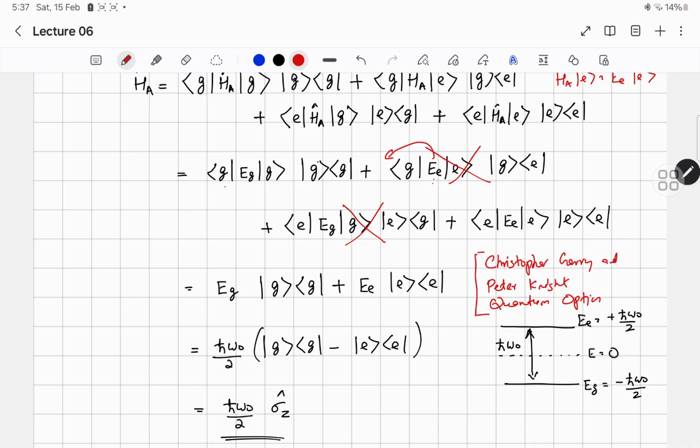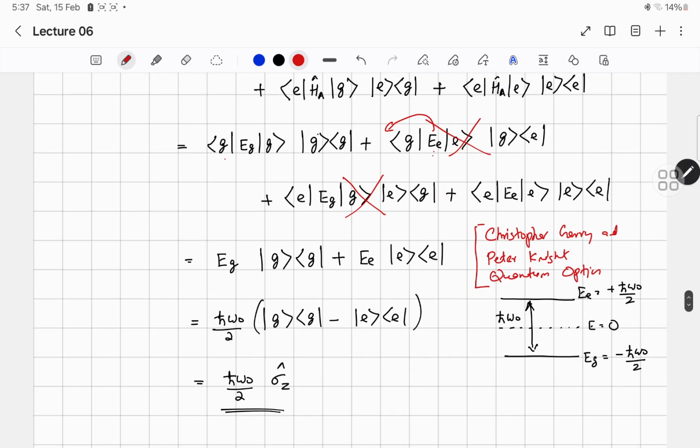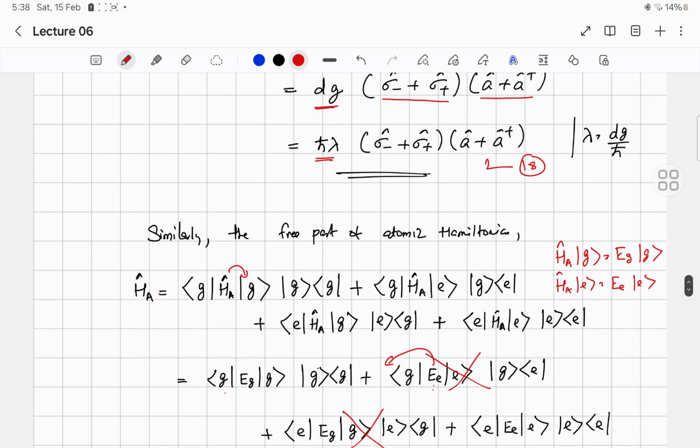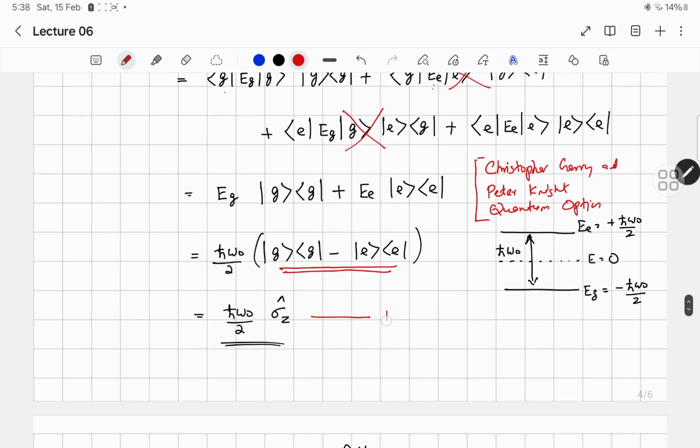Okay, so then the Hamiltonian for the atom I can write as h cross omega 0 by 2 times (|G><G| minus |E><E|), and this operator we have already seen and defined earlier. We have given it the name sigma z, and it is called the inversion operator. So the free Hamiltonian of the atom is simply h cross omega 0 by 2 into sigma z, and this can be my equation number 19.